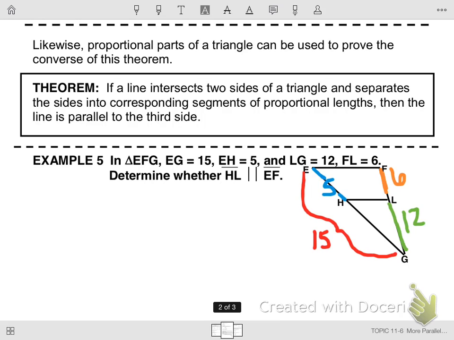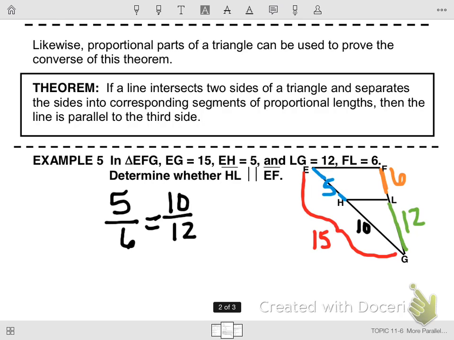So we are going to do 5 to 6 equals, and we're going to do 10 to 12. So the question is, where did we get the 10? Well, if you come back and look at the length, we were missing HG. And so if the total length is 15, 15 minus 5 is 10. So the length of HG is 10.